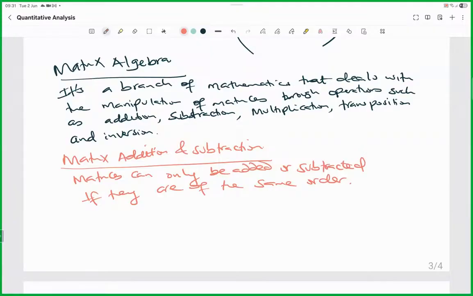And how do we do this addition? Same order matrices. So if A is 3, 8, negative 1, 5, and B is 2, negative 3, negative 8, if you're told here to add them, so A plus B, how will this A plus B look?